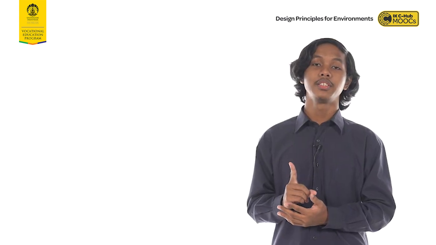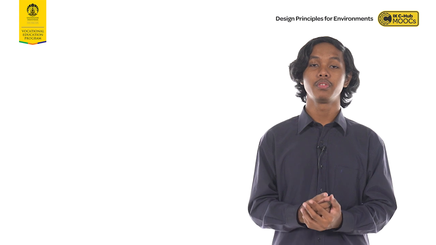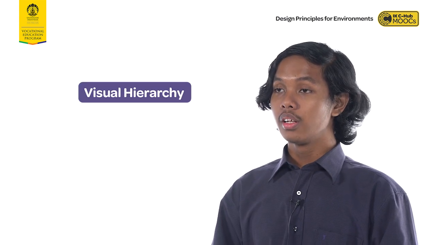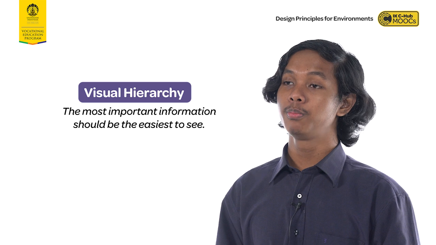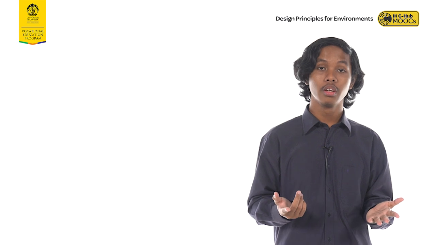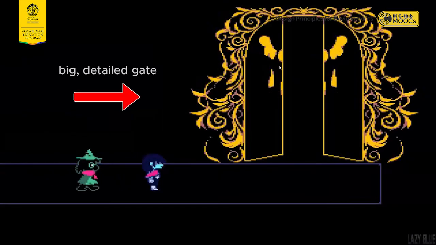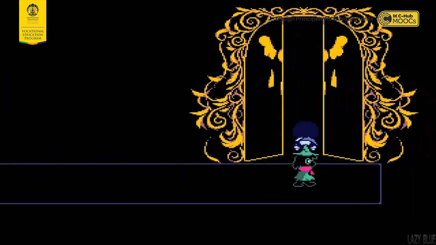There are several essential principles in designing effective game environments. First, visual hierarchy. The most important information should be the easiest to see. You have to ensure that the players intuitively know where to go and what to focus on. For example, look at this game, Deltarune. Here, you will intuitively know where to go. The big, detailed gate couldn't be ignored, right?